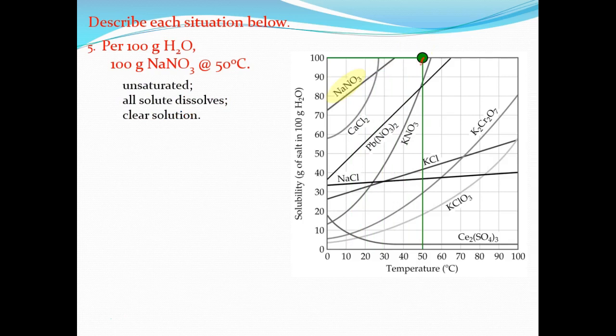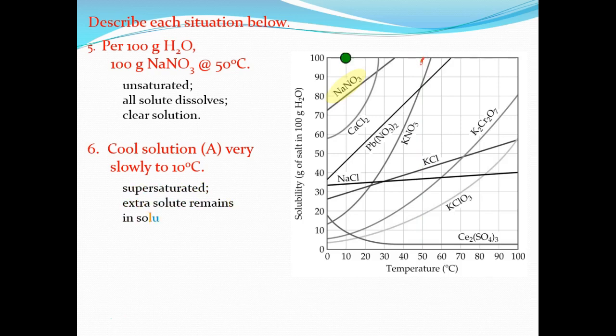All solute dissolves, clear solution. Okay, so cool solution A very slowly to 10 degrees Celsius, and you end up with a supersaturated solution. Why? Because the 100 grams moves over to 10, and now we're above the line. Now we're supersaturated.